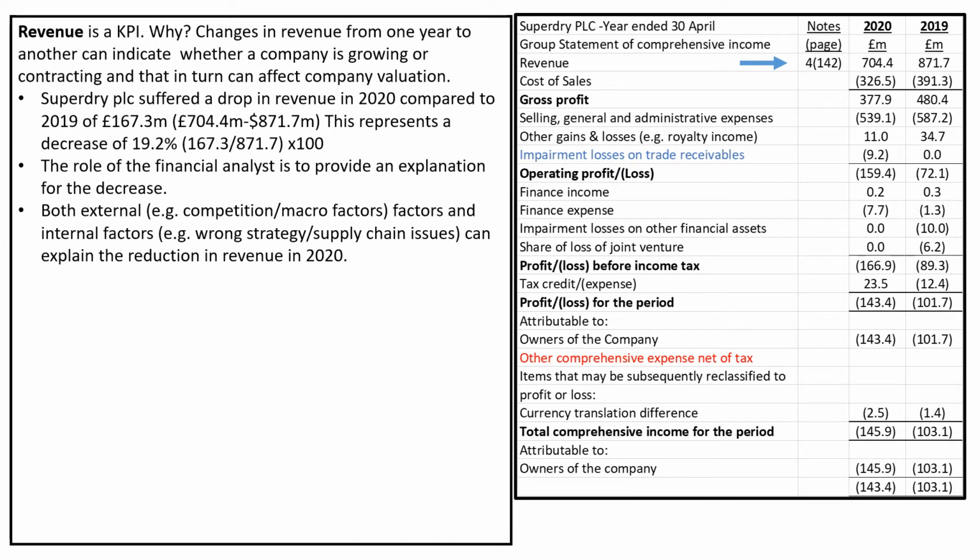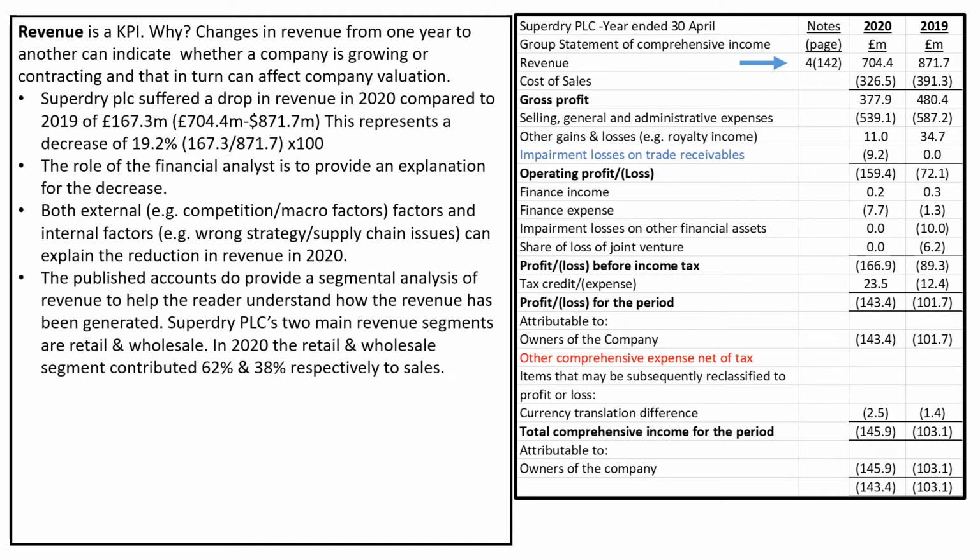In fact, in Superdry's case, the financial year end, which ends on 30th of April 2020, straddles the period of lockdown, and hence the shops were shut, and as such explains the lower sales. The published accounts do provide a segmental analysis of revenue to help the reader understand how the revenue has been generated.